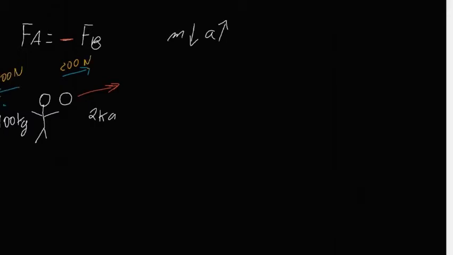Now what is the acceleration of the person and the ball? According to Newton's second law, F is equal to ma, so the acceleration is the force divided by the mass. If we take 200 divided by 2, the acceleration will be equal to positive 100 meters per second squared. Now for the person, 200 divided by 100 is only 2, so the acceleration is negative 2 meters per second squared.